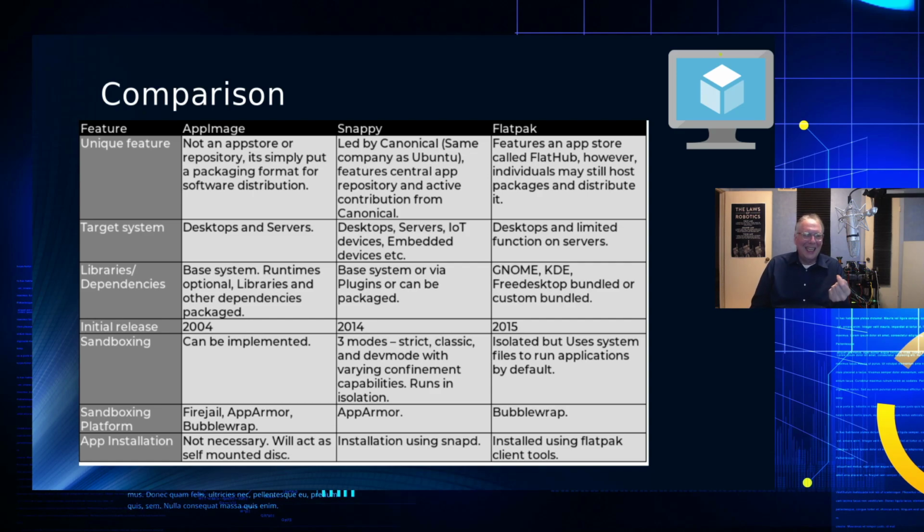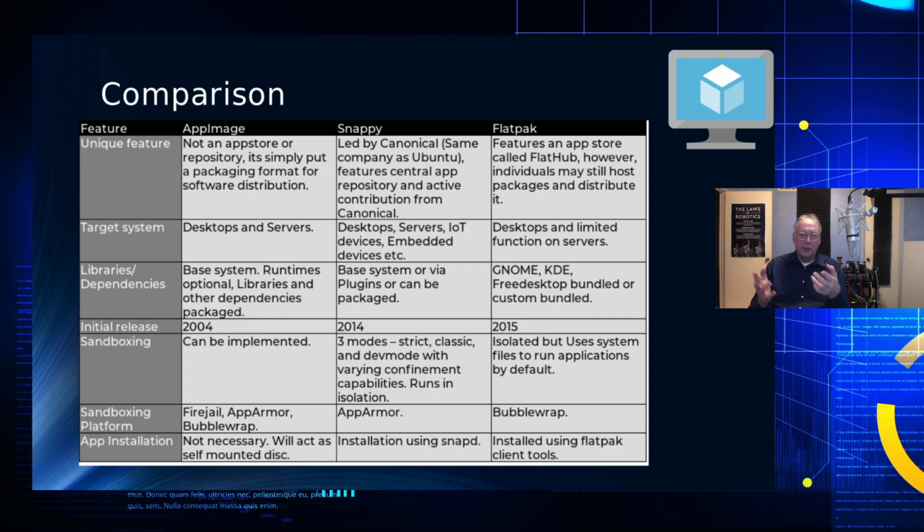Okay. And then the types of sandboxing that are available. Under AppImage, you can use Firejail, AppArmor, or Bubblewrap. On Snappy, it's only AppArmor, and on Flatpak, it's only Bubblewrap. Now, Bubblewrap's okay. It's not a bad thing.